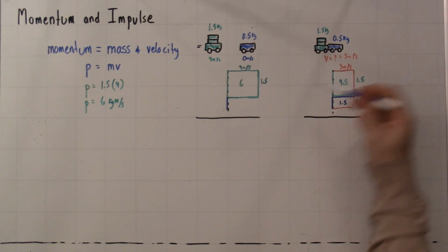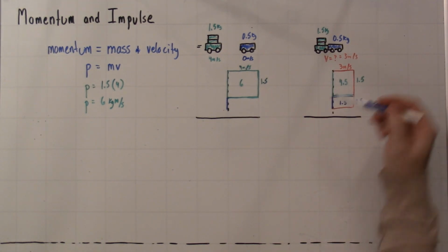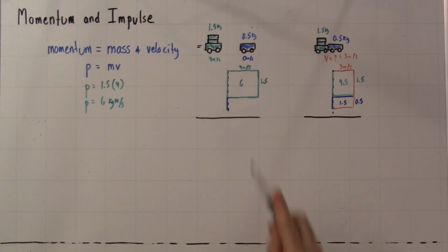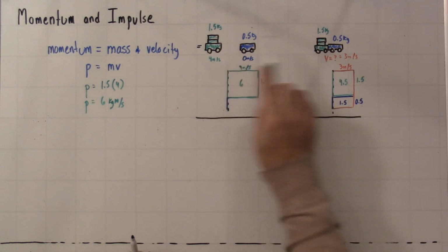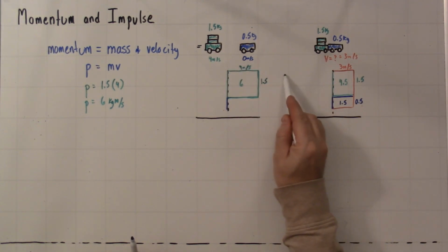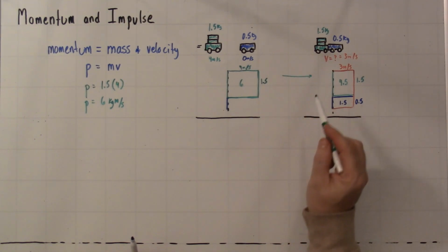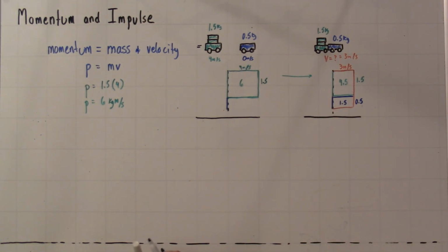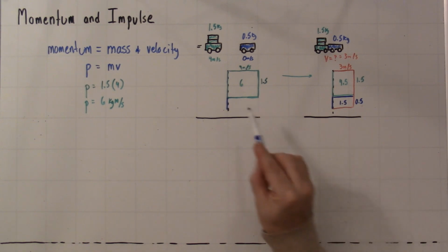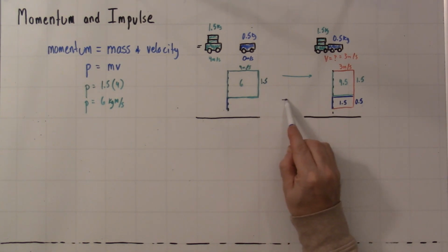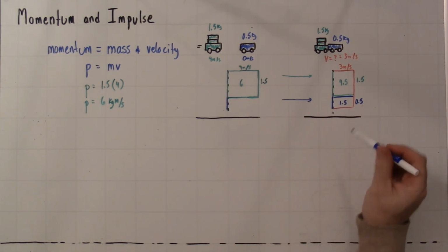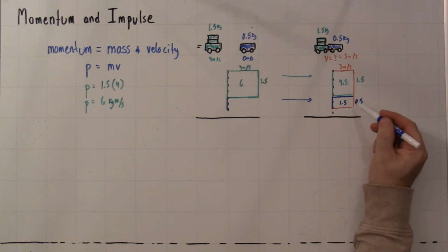We see that the total momentum was 6 before and it's 6 after, but what's happening to the car? The green car slowed down. It was going 4, now it's going 3. So going from here to here, we're going to notice that the green car loses some momentum. That's okay, because the blue car had no momentum over here, and it goes from here to here, it gains some momentum. How much momentum did the blue car gain?